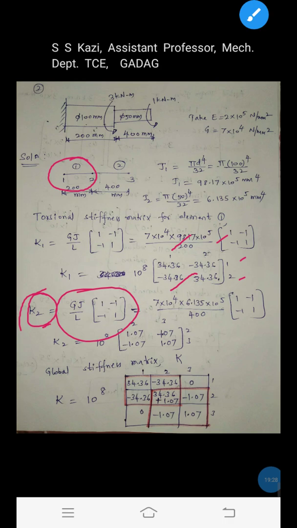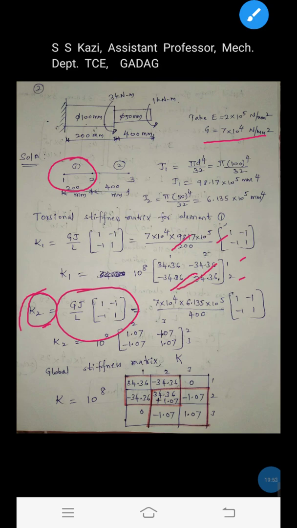The modulus of rigidity is the same, 7 into 10 raised to 4 Newton per mm square. Here one thing you remember, all the data I am substituting here in terms of mm. If you want to substitute in terms of meter, you may, but that will be time consuming. If all the data is given in meters, you substitute in meters, but maintain the same set of data. If you are substituting in mm, all the values must be in mm only. Okay, next.